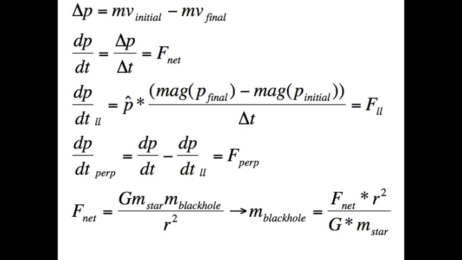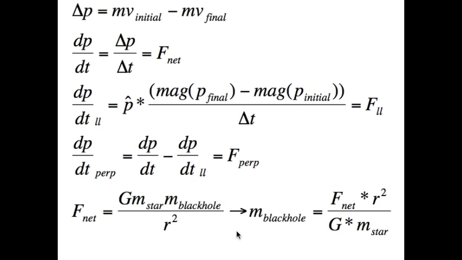Newton's law of universal gravitation was manipulated to solve for the black hole's mass. The law of gravitation states that Fnet equals G, the gravitational constant, times the mass of object 1 times the mass of object 2 divided by the radius squared. The radius is the distance between the two objects. Object 1 was the star in this case, and object 2 was the black hole.